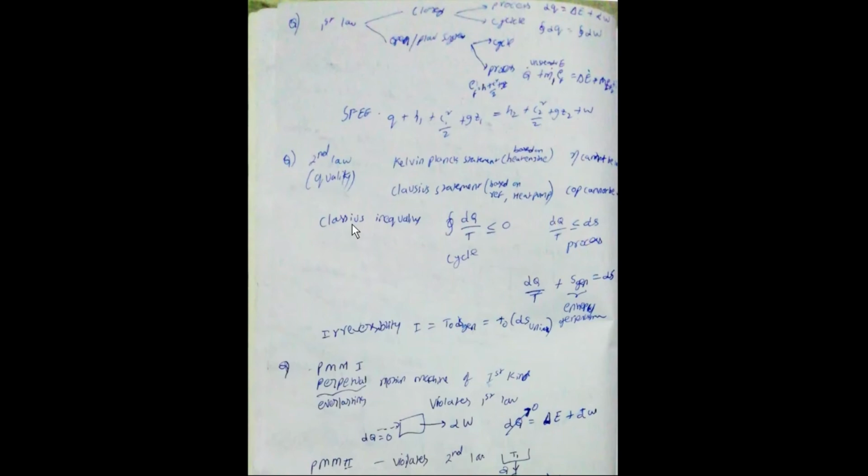PMM1, perpetual motion machine of the first kind, everlasting: dQ is equal to 0, but dW is produced, violates the first law, dQ equals delta E plus dW. Perpetual motion of the second kind violates the second law: Q is supplied only at one temperature T1 and is fully converted to W.